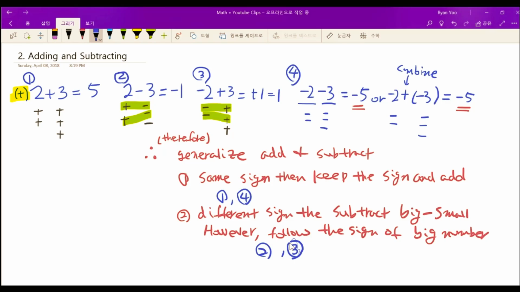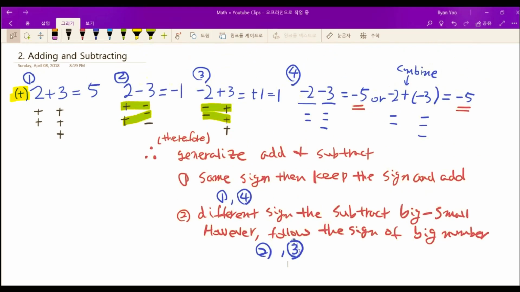Okay, so 2 and 3, when you look at the positive 2 and negative 3, different number, different sign. Therefore, we subtract. And number 3, negative 2, positive 3, different sign. One's a negative, one's a positive. Therefore, we subtract and follow the sign of bigger number.